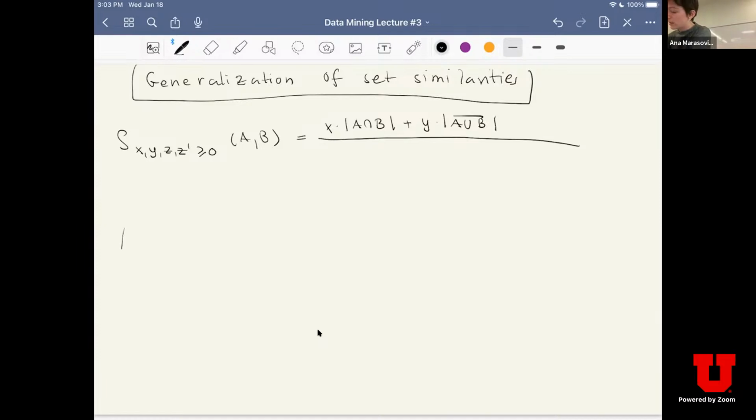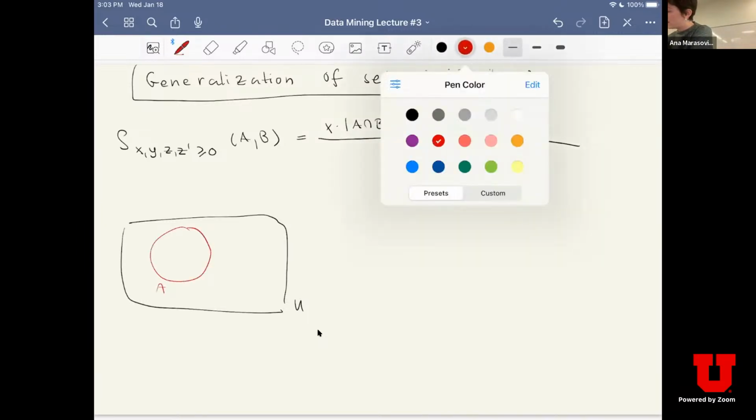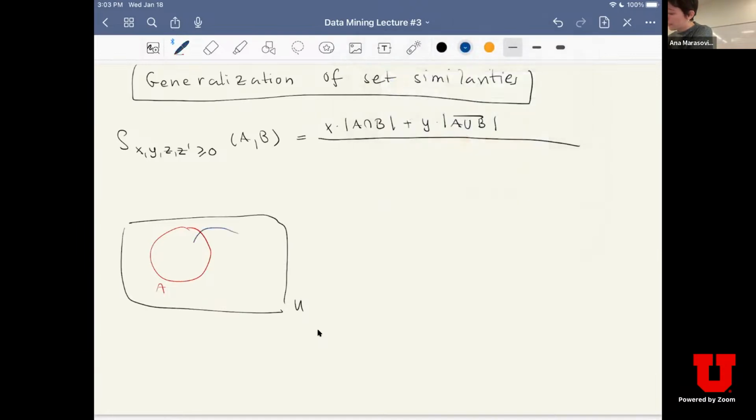So what is that? Again, we have our universe of all possible things that could ever be put in any set in our world. We have set A. We have set B. And imagine where the union is. Now we take everything in the universe that's not in the union. And that would be something like this. So everything that's outside of the union is the complement of the union.